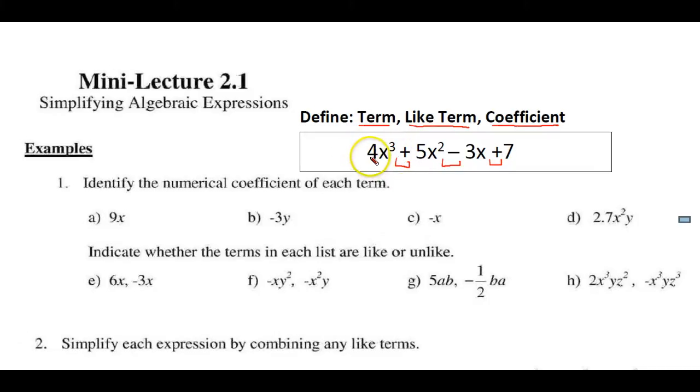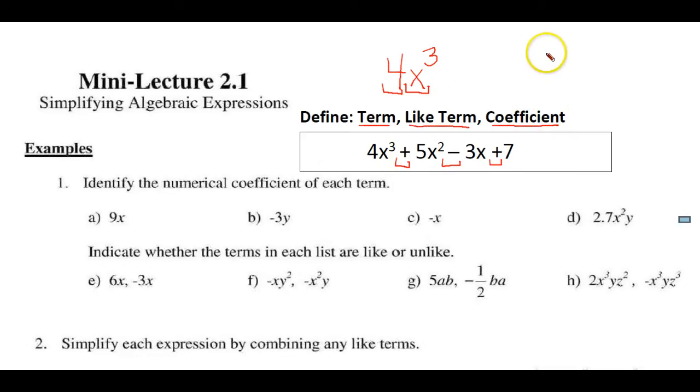Now notice that in this particular term, for x to the third, there is a variable, which is the x, that is raised to the third power. Now it would only be the x, not the 4. Now the 4 is the numerical part of the term and is what is called the coefficient.